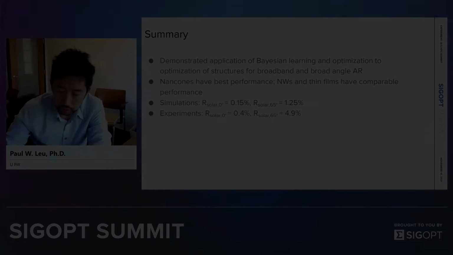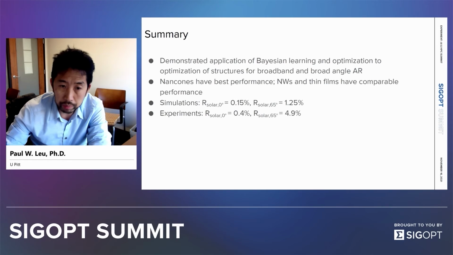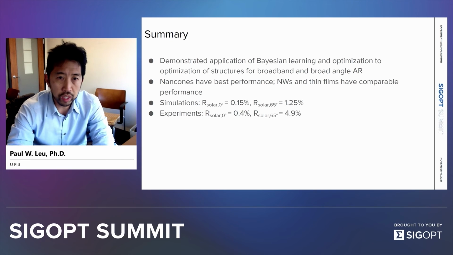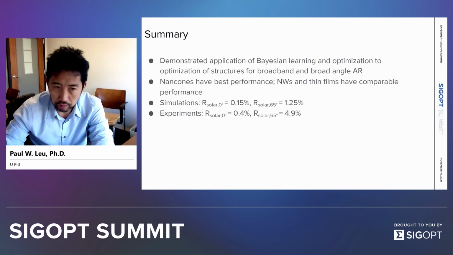that are shown. This project with SigOpt demonstrated how we can integrate Bayesian optimization with first principle electrodynamic simulations and studying various structures and trying to perform multi-objective optimization and minimize reflection both at 0 degrees and high angle, and also over a wide variety of wavelengths.